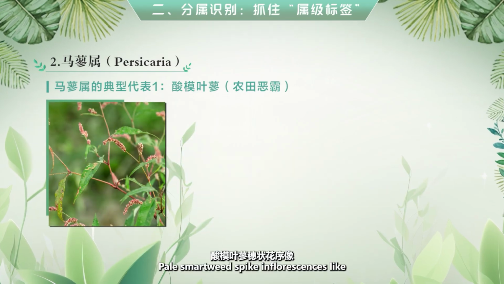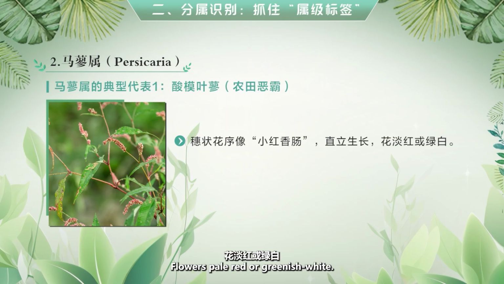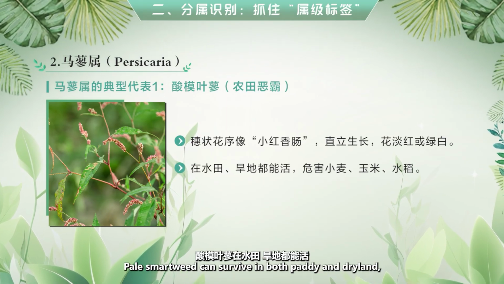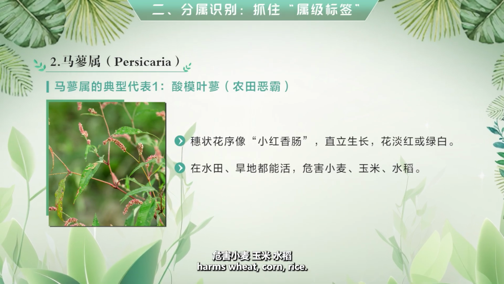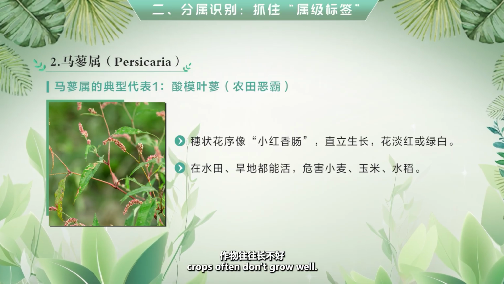Pale smartweed spike inflorescences like small red sausages, growing erect. Flowers pale red or greenish white. Pale smartweed can survive in both paddy and dry land, harms wheat, corn, rice. Where it appears, crops often don't grow well.